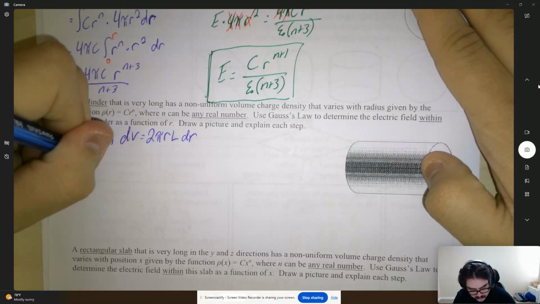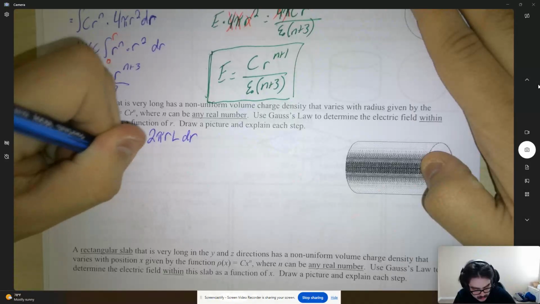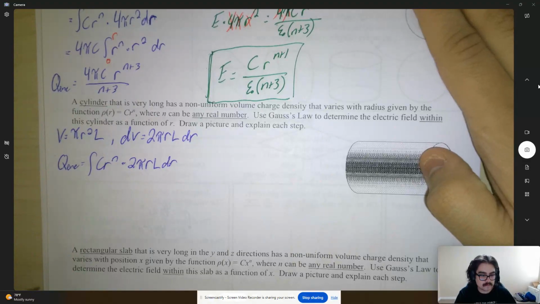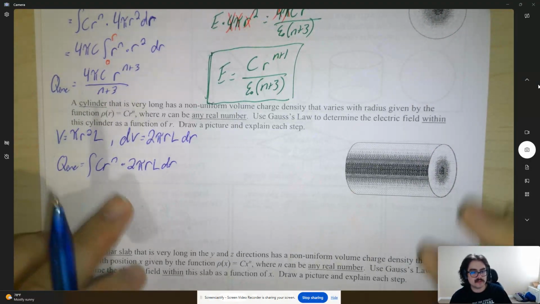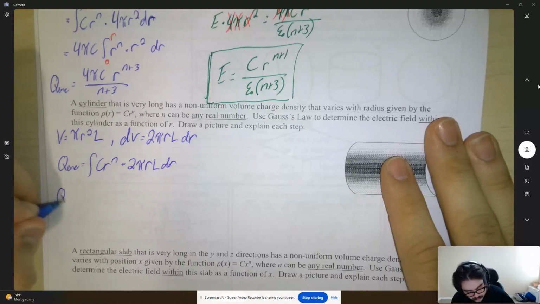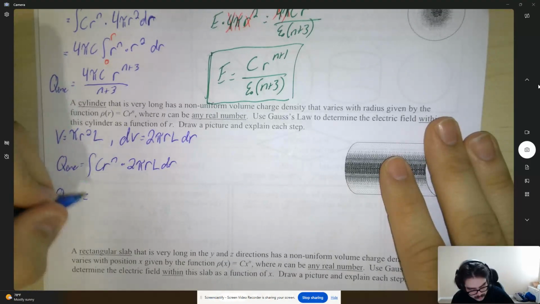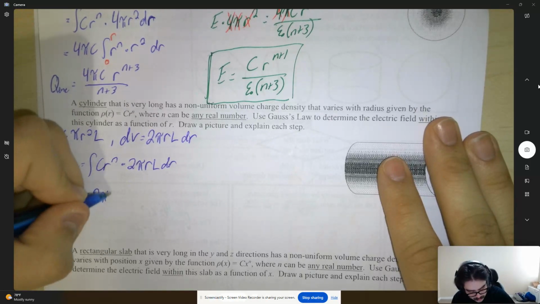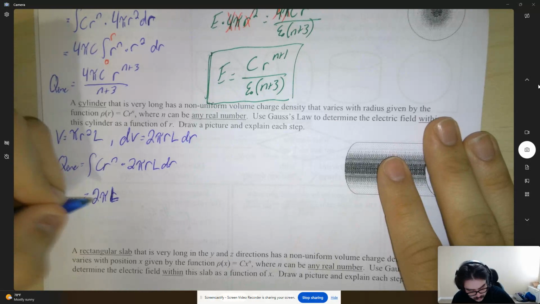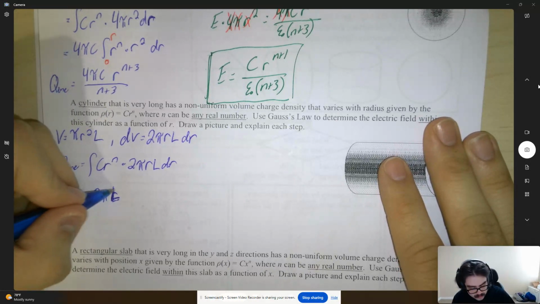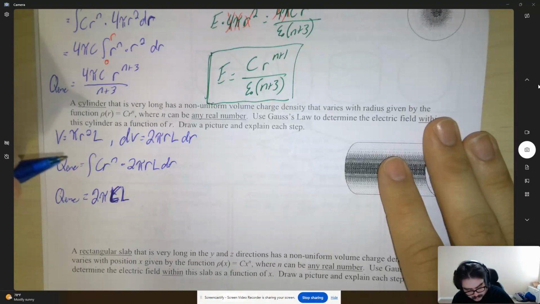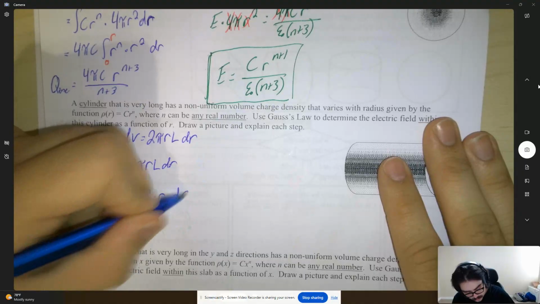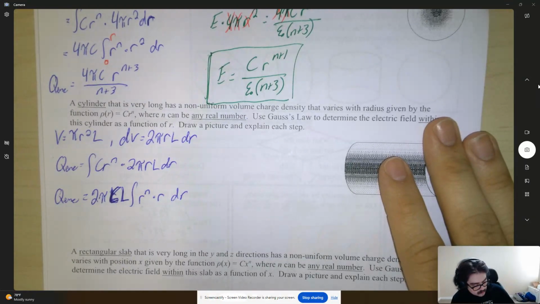Integral of C r to the nth power times 2 pi r L dr. This is going to look pretty similar to what we got earlier because you can see we can factor out quite a bit. So we can do Q enclosed equals, and if I factor out my constants, I get 2 pi C L. Sorry, I don't want to take r out yet. Times the integral of r to the nth power times r dr. And this goes from 0 to R.